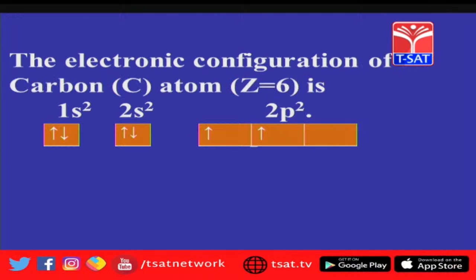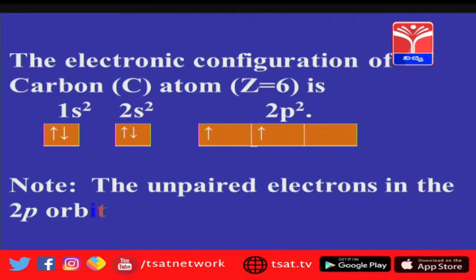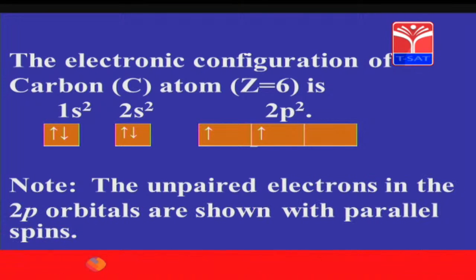For example, see the electron configuration of carbon, atomic number 6. The electron configuration can be written as 1s2, 2s2, 2p2. Focus here on 2p2. There are 2 electrons in the 2p subshell. They did not pair up and both have parallel spin. See, both electrons are indicated with an upward arrow mark. It means as these orbitals are equal energy orbitals and they should fill equally, only then will the pairing start. The unpaired electrons in 2p orbitals are shown with parallel spins.